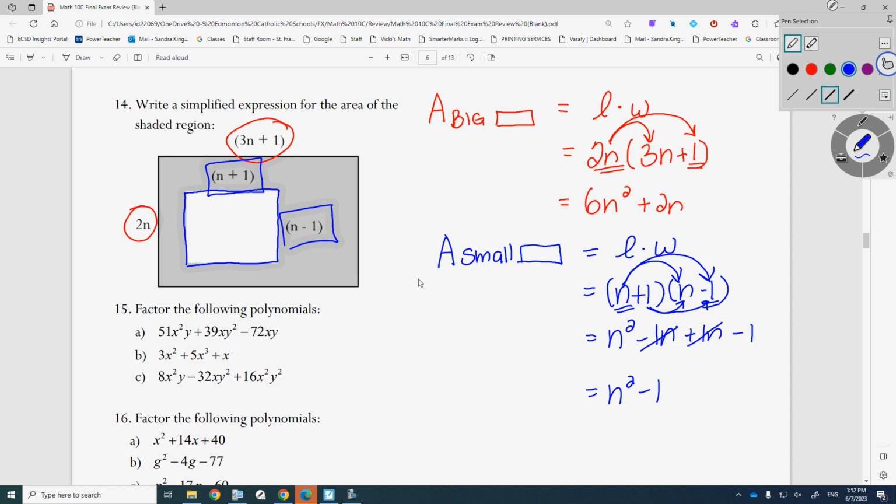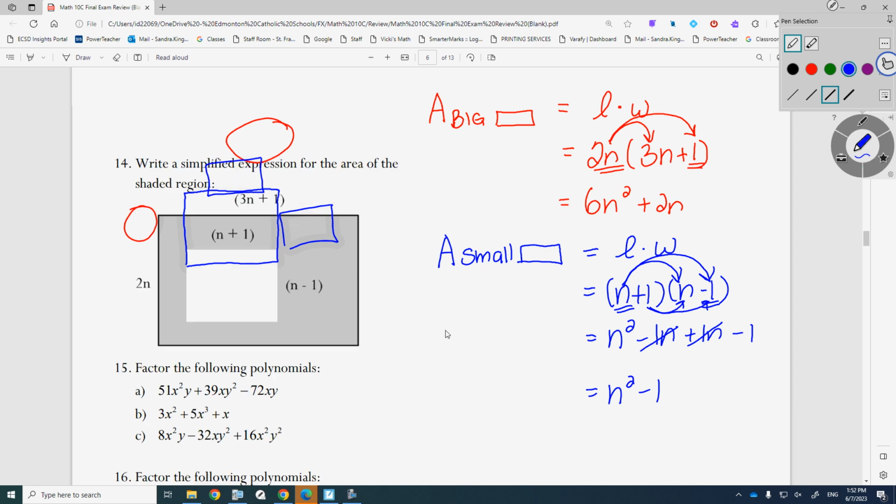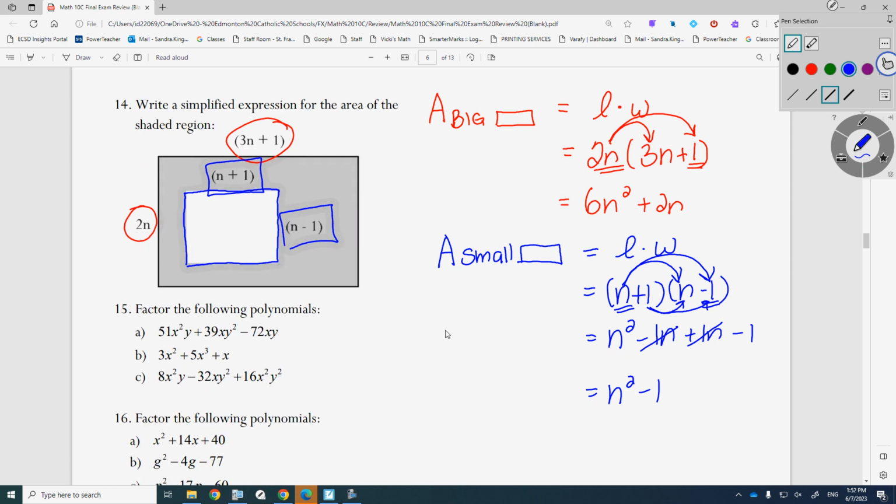Now I need to figure out, how do I get the area of the shaded? Who knows what I would do from here? Angelo, what would you do? The big, that's right. Once you have the big rectangle, if you subtract this area, you'd be left with the shaded. So what the formula would be, it would be area of shaded is equal to the big area minus the little area.